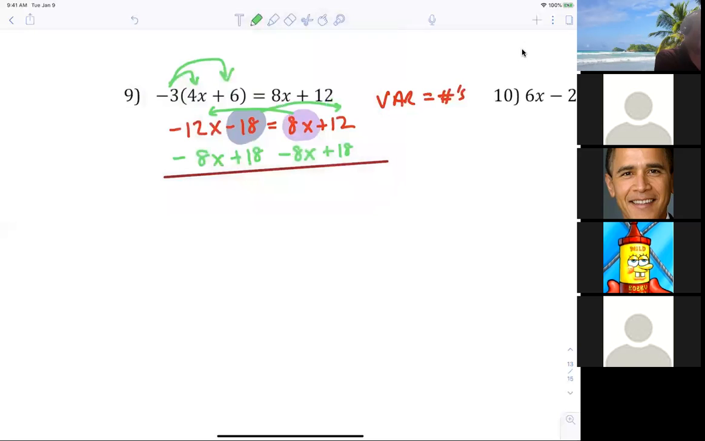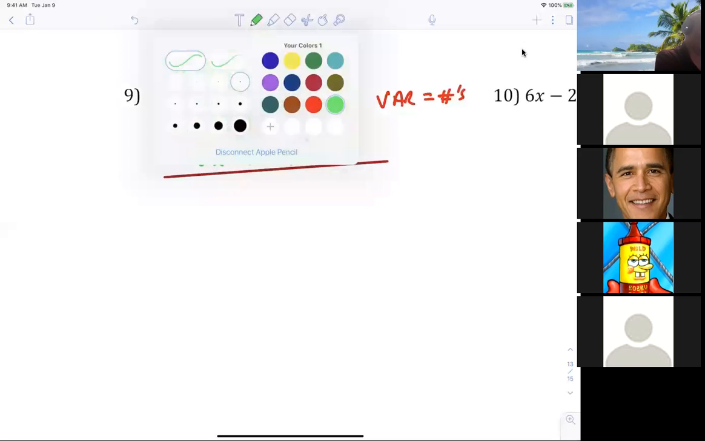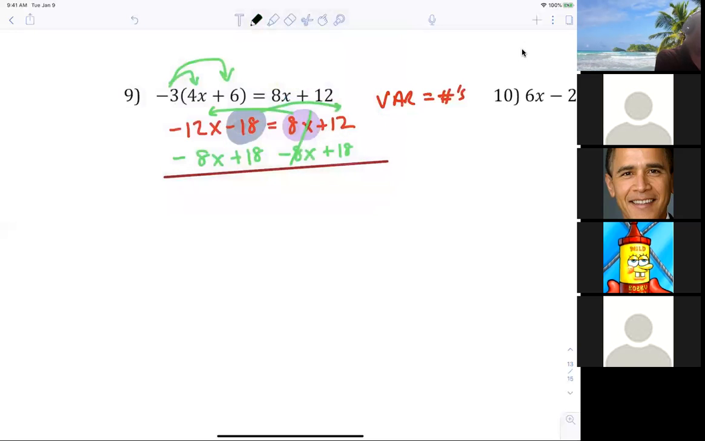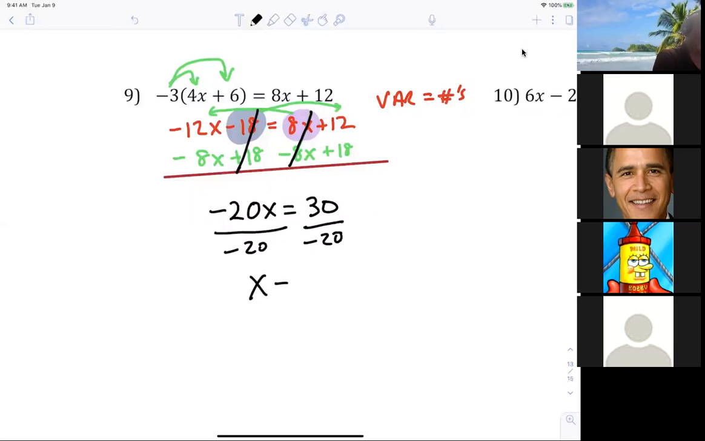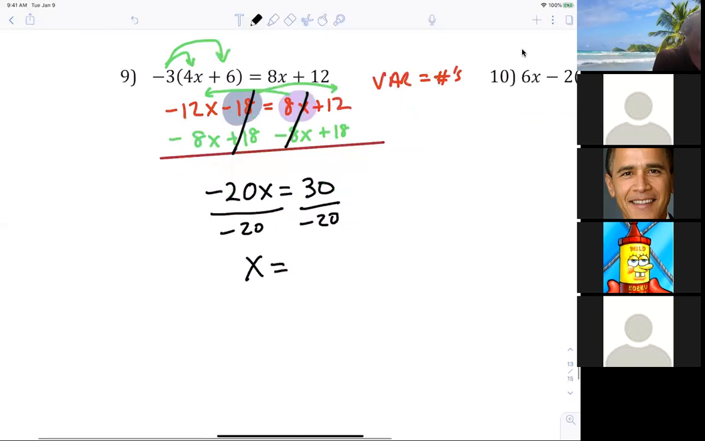All right, now this cancels. This guy cancels. This guy cancels. So negative 12 minus 8, negative 20x is equal to 30. Divide both sides by negative 20. X equals, the zeros cancel, negative 3/2. Everybody okay with that?